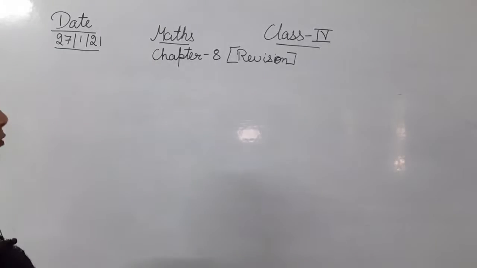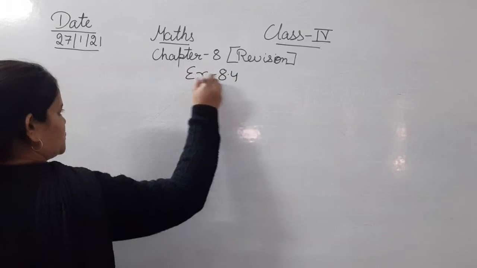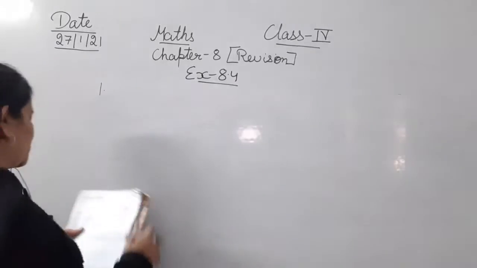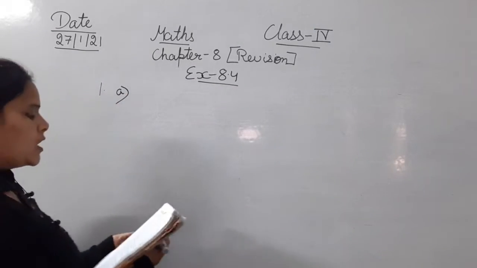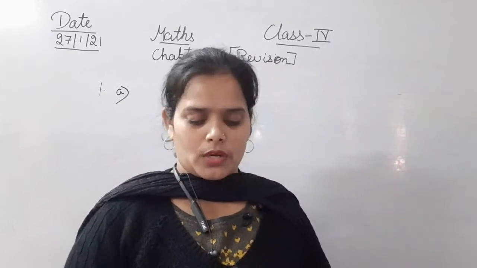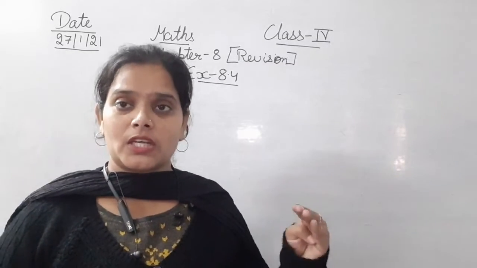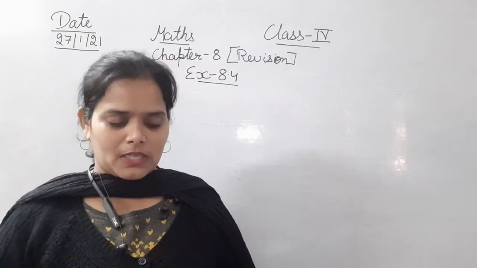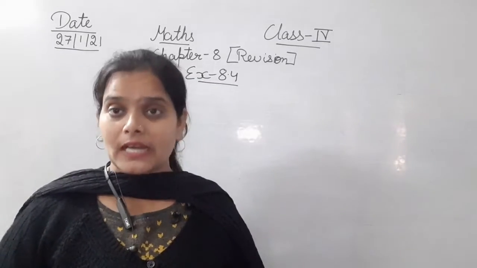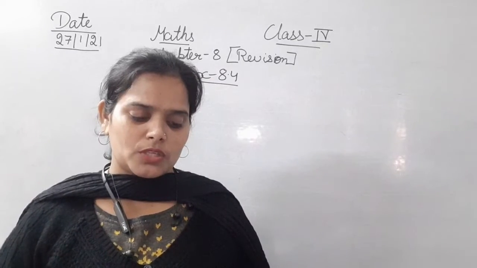So exercise 8.4, I'm starting with. So the first sum is divided into 3 different parts. The A part is: write next 3 fractions equivalent to each of the following. So again, below we are given 4 parts of the first sum, and we have to find 3 equivalent fractions of each fraction. So we have to find, write next 3. Next means which ones can come after. Okay, so write the next 3 equivalent fractions to each of the following.